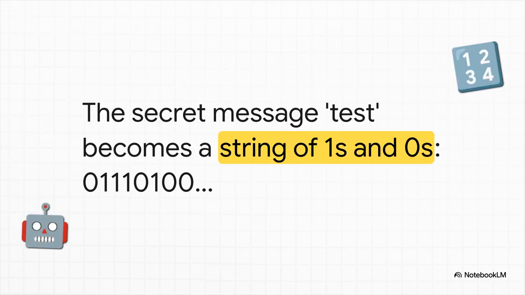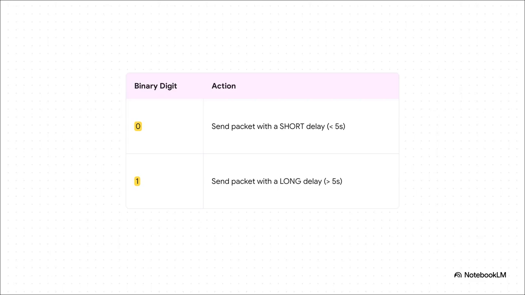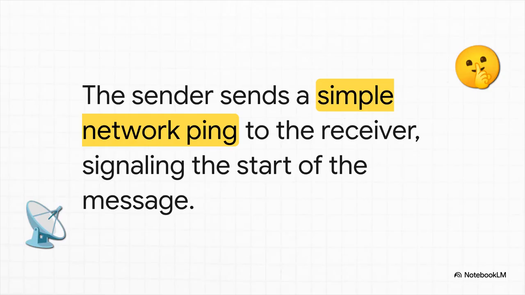Let's walk through it. Okay, first things first. You take your secret message, let's use the word test, and you translate it into binary. The fundamental on-off, 1 and 0 language of all computers. So your word test now becomes this long string of 1s and 0s. Next, and this is crucial, the sender and receiver have to agree on a simple rule ahead of time. This is their secret handshake. So, for example, they might decide that a 0 in the binary message will be represented by a short pause, and a 1 will mean a much longer pause. Simple, right?